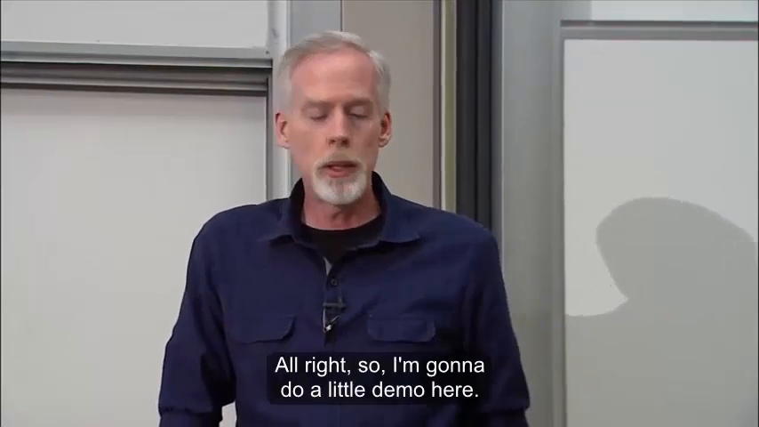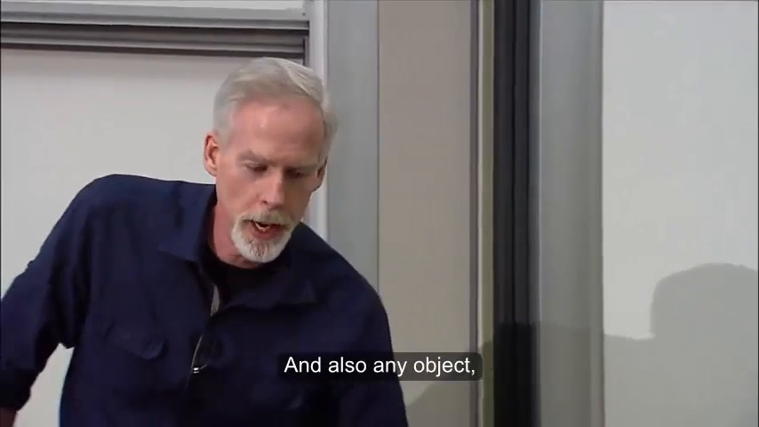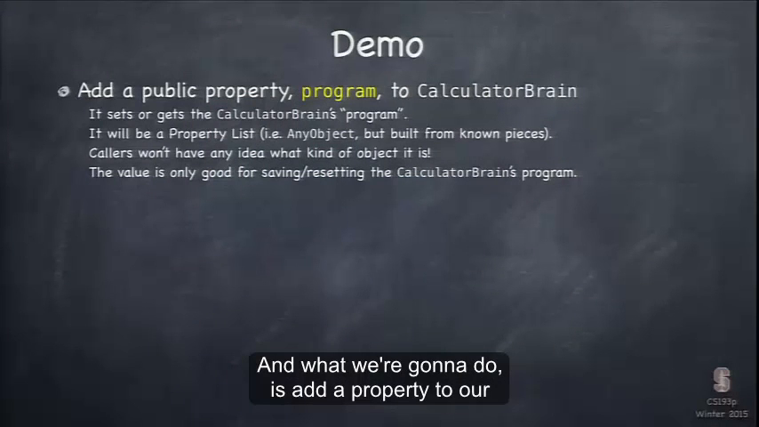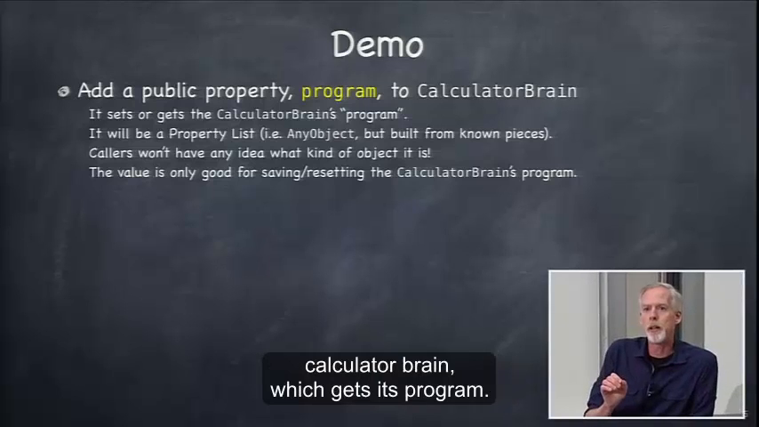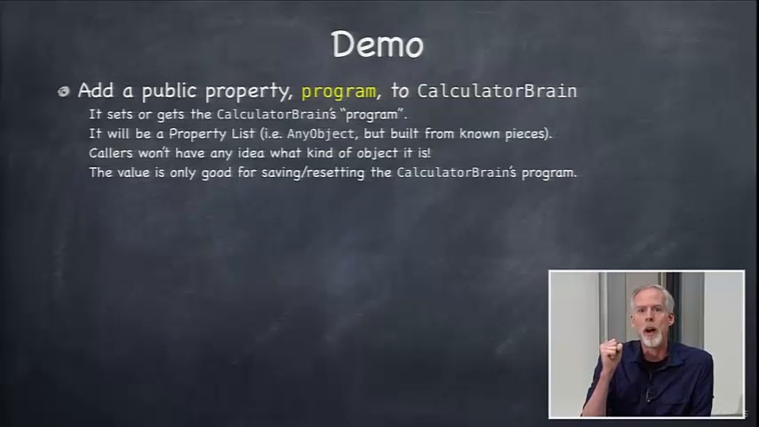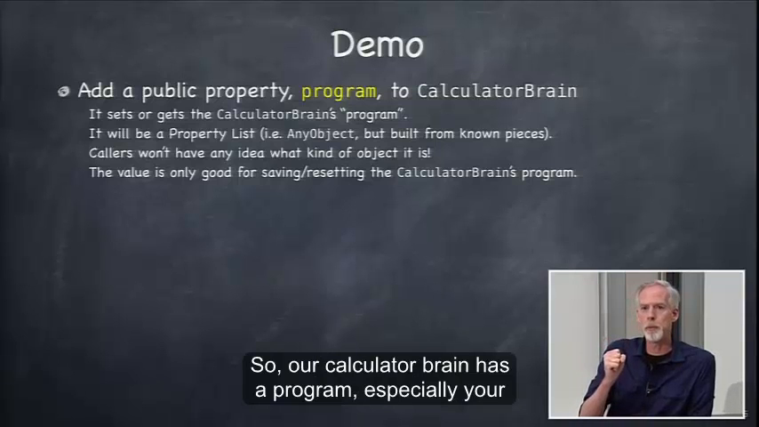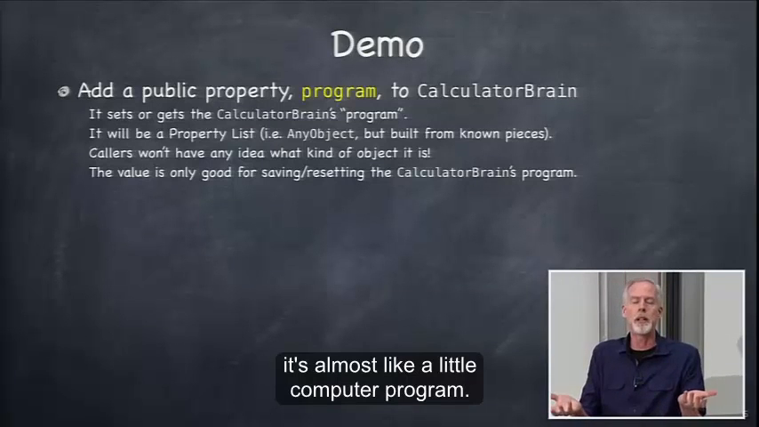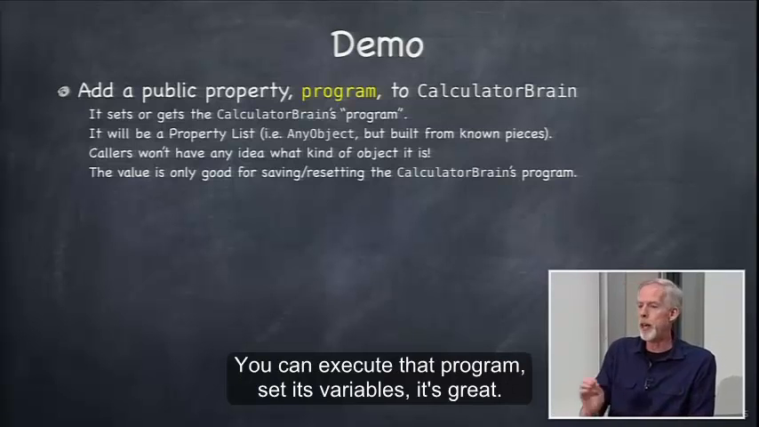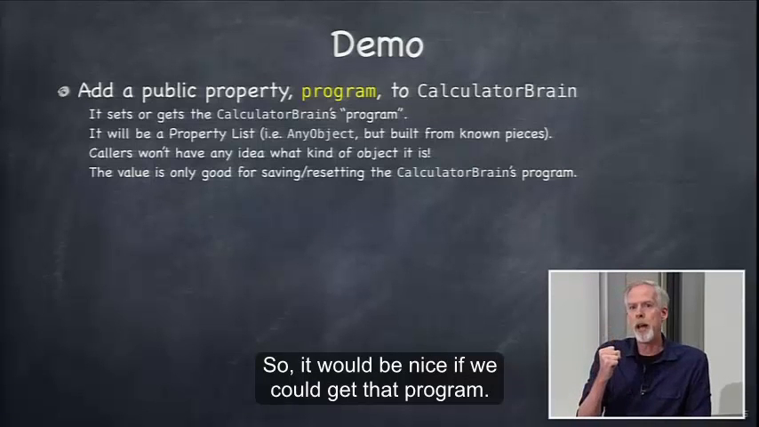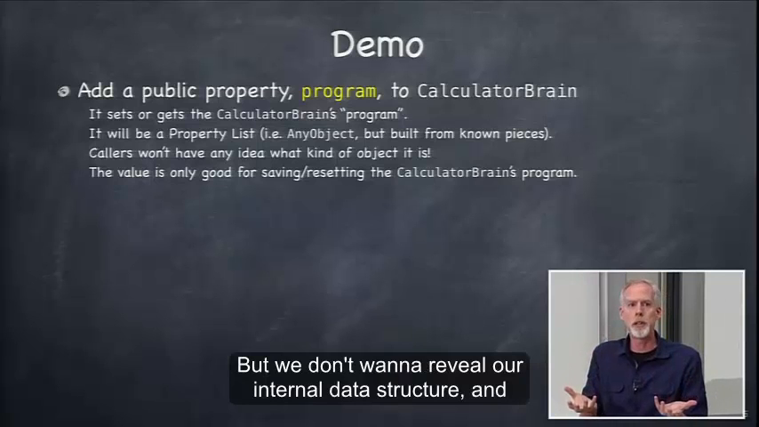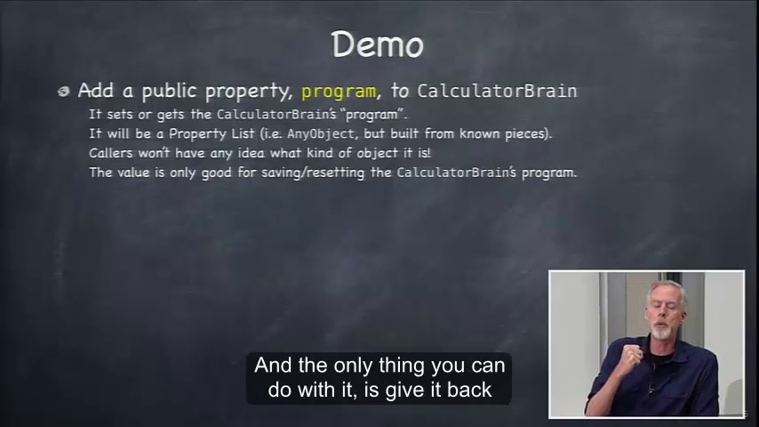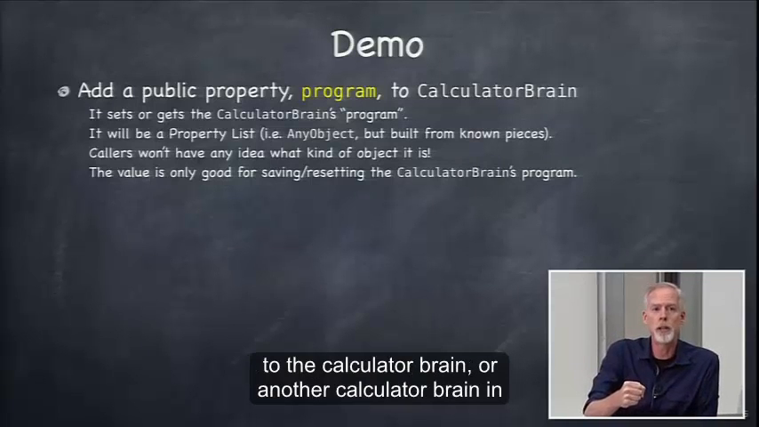All right, so I'm going to do a little demo here, to show you a little more about property lists and also AnyObject, because you've never seen AnyObject in action. What we're going to do is add a property to our calculator brain which gets its program. Our calculator brain has a program, especially your versions where you added variables to it. It's almost like a little computer program, and you can execute that program, set its variables. It's great. So it would be nice if we could get that program. But we don't want to reveal our internal data structure, and there's nothing anyone can do with that program. So we're really just getting it as a cookie, and the only thing you can do with it is give it back to the calculator brain or another calculator brain.